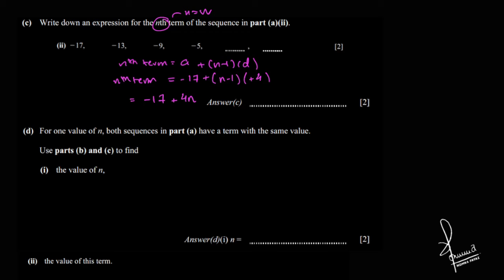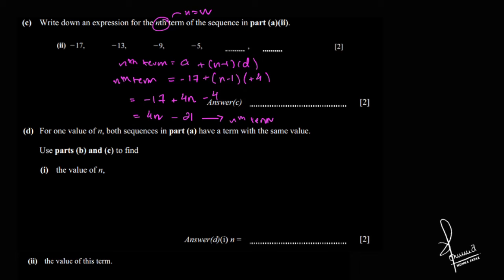I am going to open the bracket. Plus into minus is minus, so minus 4. So it is going to equal 4n minus 21. This is the expression for the nth term of a sequence, and that's how you calculate just an expression.